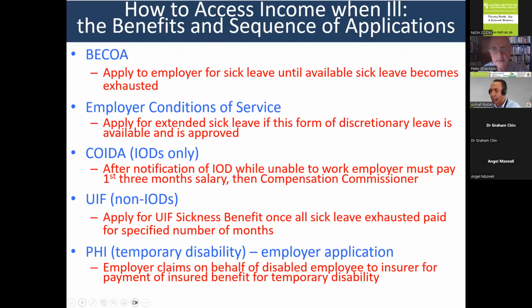It works like this. First, apply to the employer for sick leave until available sick leave has ended. Then, under the employer's conditions of service, apply for extended sick leave if it's available. Then IOD: apply for benefits and get the first 3 months' salary from the employer. Then apply for UIF, the illness benefit, which pays a sickness benefit for a number of months. All this is left out of the code of good practice on dismissal. And then crucially, if they have insured benefits, apply for temporary disability. The employer must do so on behalf of the employee. Next slide.